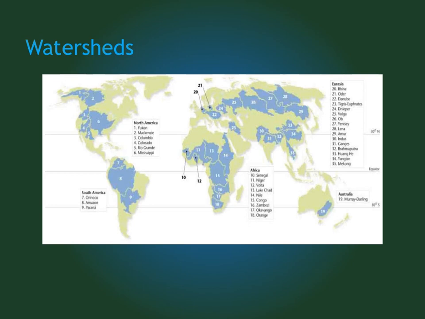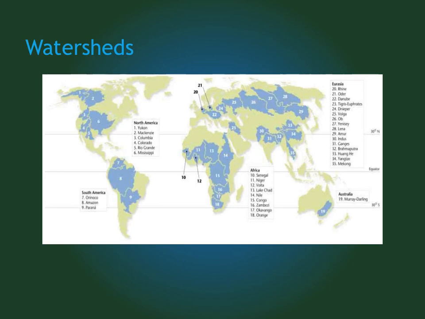And finally, here is a map. I believe you have this. This shows you 35 of the largest watersheds around the world. And there are more than this. Each lake has its own watershed associated with it.